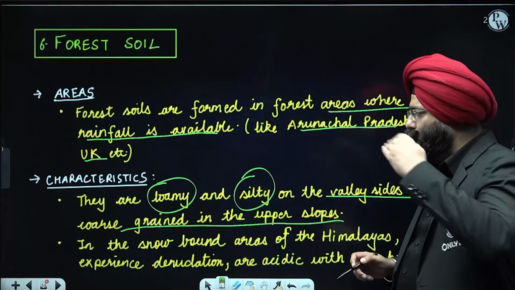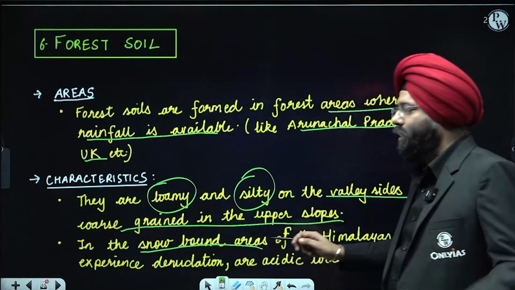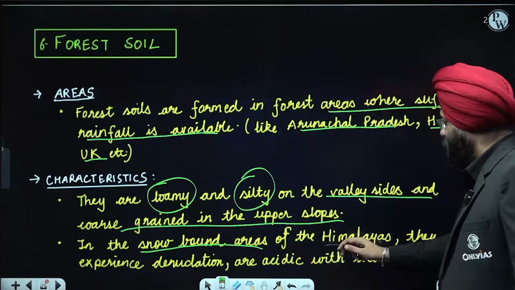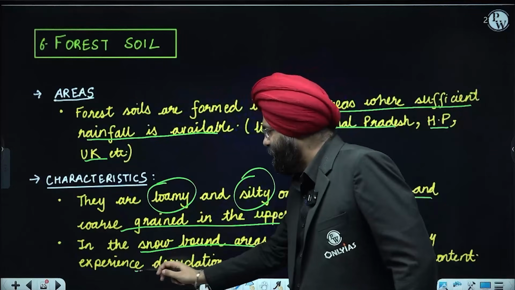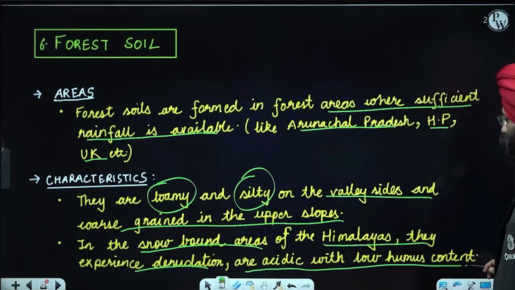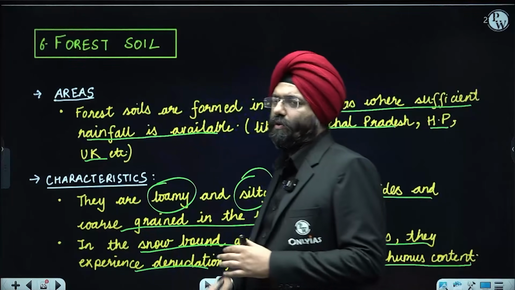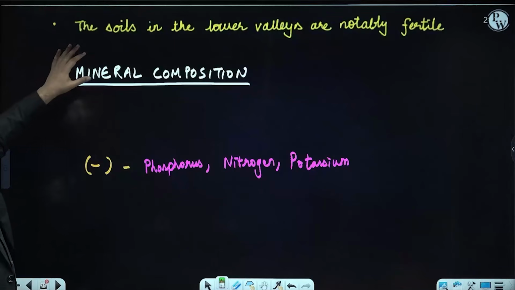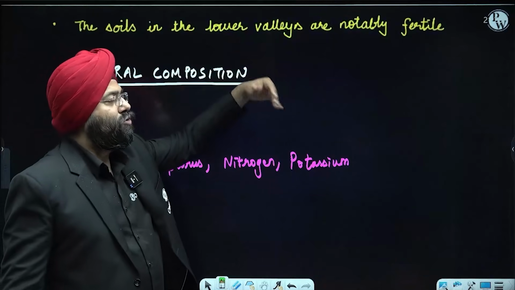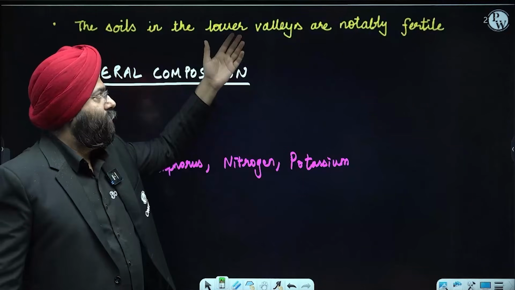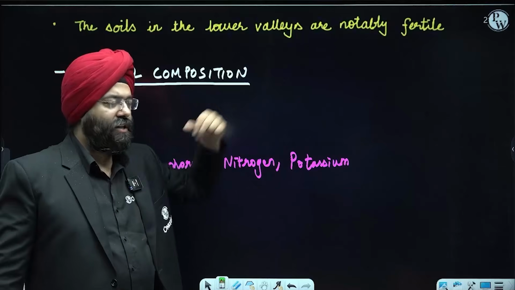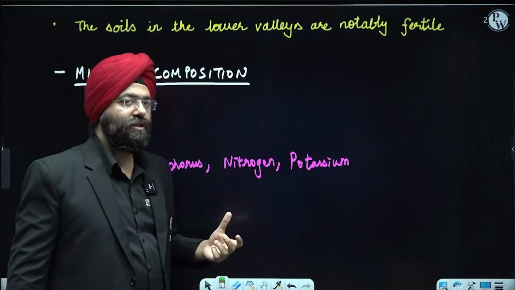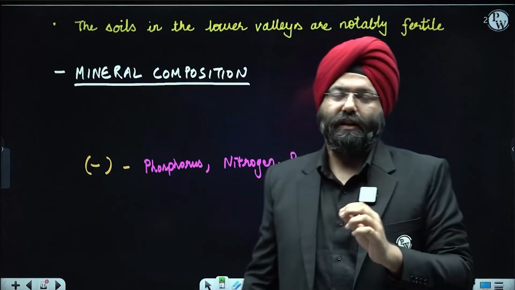Now in the snow-bound areas of the Himalayas, where snow is present for a very long period, they experience denudation and the soils are acidic with low humus content because of the snow-bound area. So this is again a very important characteristic present in your NCERT. Both, the soils in the lower valleys are notably fertile. Obviously in the valley region, these soils will be fertile in nature. If you see the mineral composition, it is deficit in phosphorus, nitrogen, and potash. Again, a very, very important characteristic.